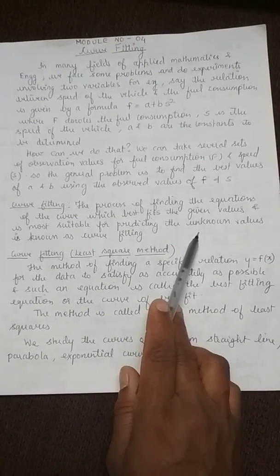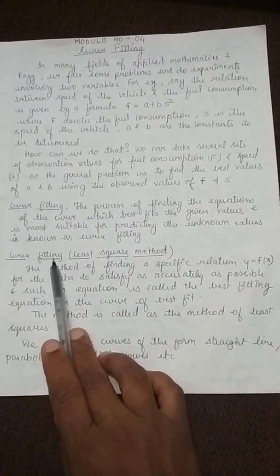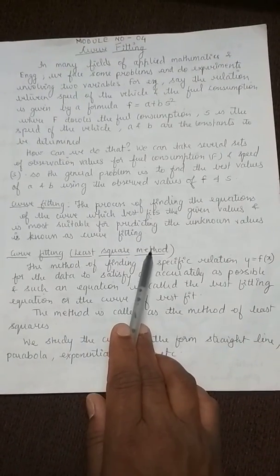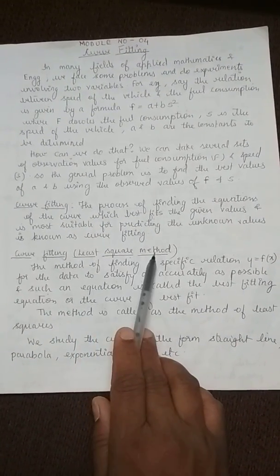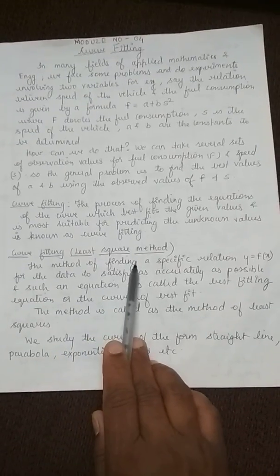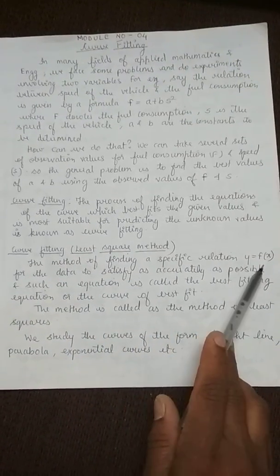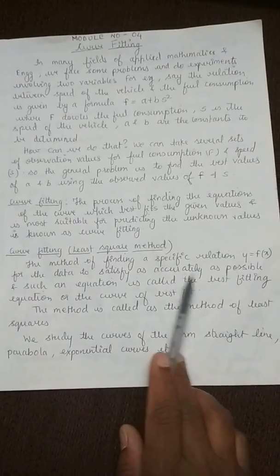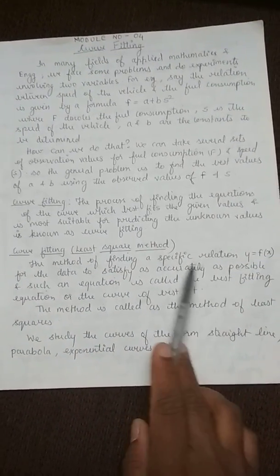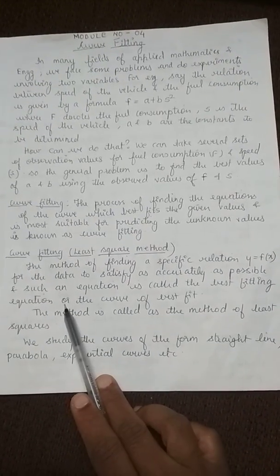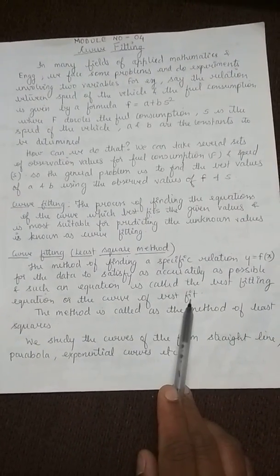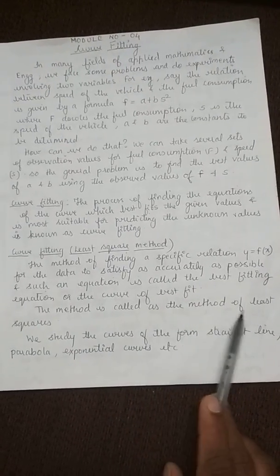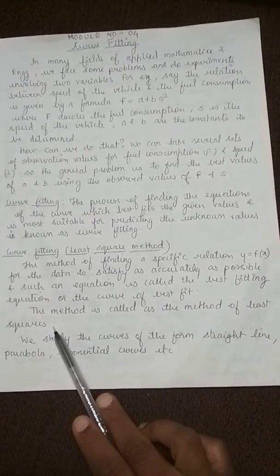As per the syllabus, we'll be studying curve fitting by the least square method. Now, what is the least square method? The method of finding a specific relation y is equal to f of x for the data to satisfy as accurately as possible, and such an equation is called the best fitting equation or the curve of best fit. The method is called the method of least squares.